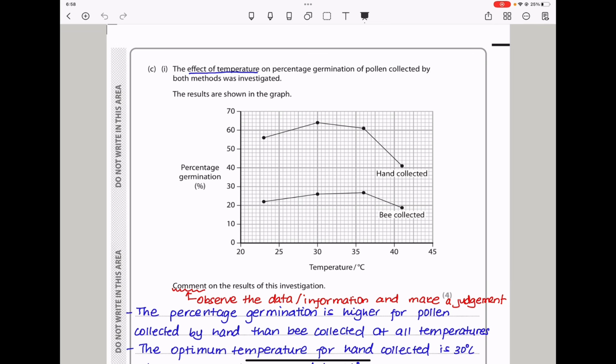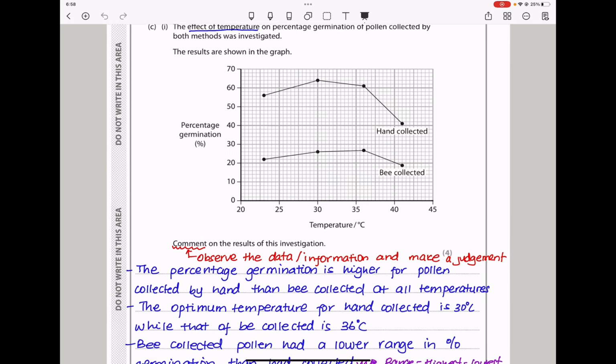In part C, the effect of temperature on percentage germination of pollen collected by both methods was investigated, and the results are shown in the graph. On the vertical axis, we have the percentage germination, and on the horizontal axis, we have temperature. We can already see that those collected by hand had a higher percentage germination at all temperatures in comparison to those collected by bees. However, each of them had an optimum temperature. For example, 30 degrees was the optimum temperature for hand-collected pollen, while here we have a little bit about 36 degrees. This was the optimum temperature for the bee-collected pollen.